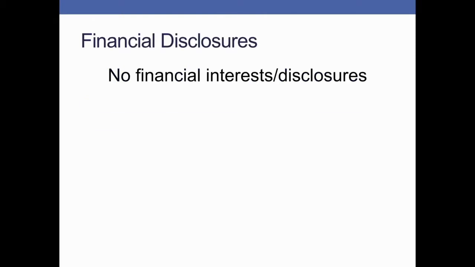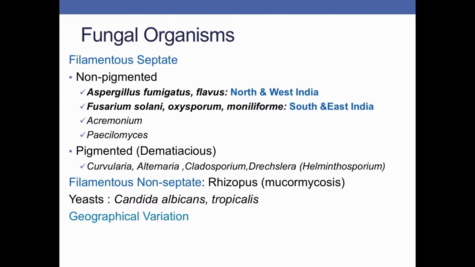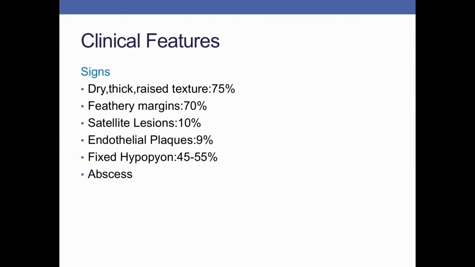There are no financial interests or disclosures, and it is very important to know when you are treating a case of microbial keratitis, for that matter, where geographically you are located. So just to give an example, if you're in North and West India, Aspergillus is the most common, but if you're in South and East India, it is Fusarium, which is the most common.